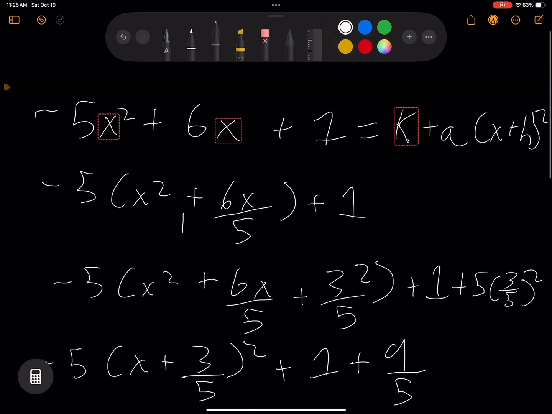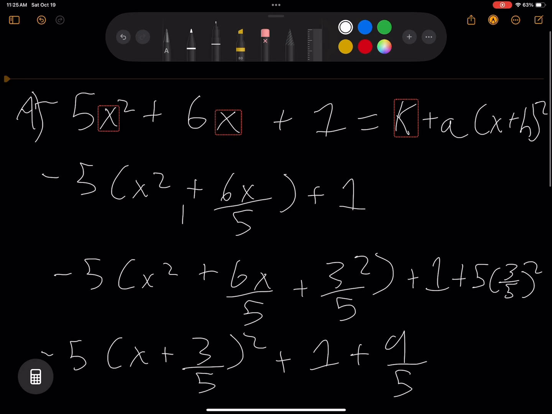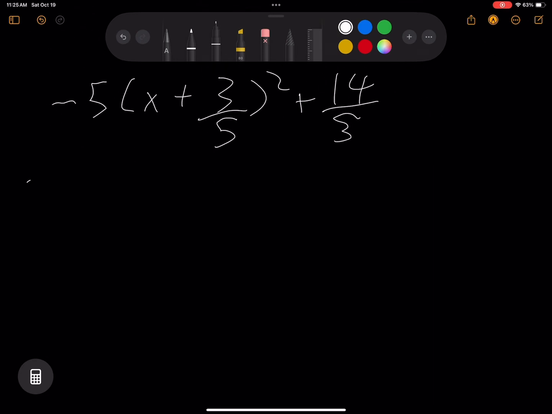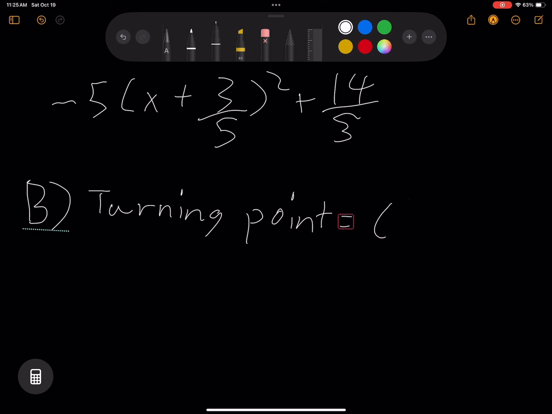That is the solution of our vertex, which was question number A. So now we're going to solve part B, which is to get the turning point. And the turning point is just the axis of symmetry and the y maximum. So our axis of symmetry is positive 3 over 5, and our y maximum is 14 over 5. This is the fraction version of our turning point. So we're also going to do a decimal version, so 0.6 and 2.8.